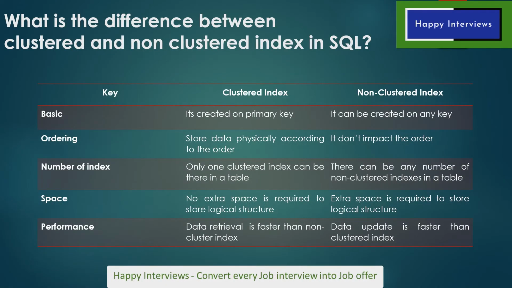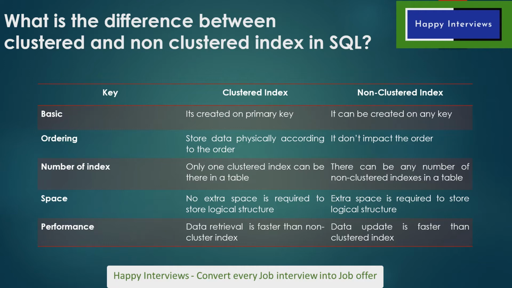First question is, what is the difference between clustered and non-clustered index in SQL? There are around 4 or 5 differences mentioned here. Clustered index is created on a primary key, whereas non-clustered is created on any key. Ordering: in clustered, data will be stored physically according to the order, whereas non-clustered will not impact the order of the records. Number of indexes: clustered index can be only one.